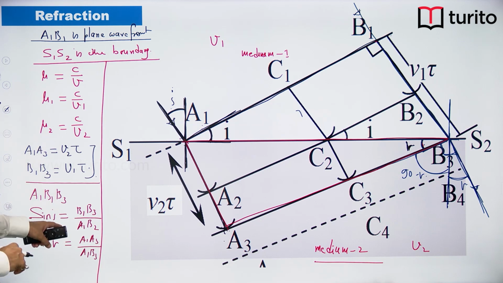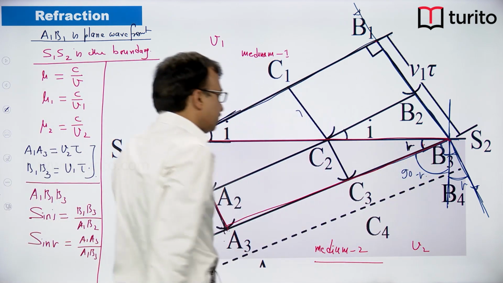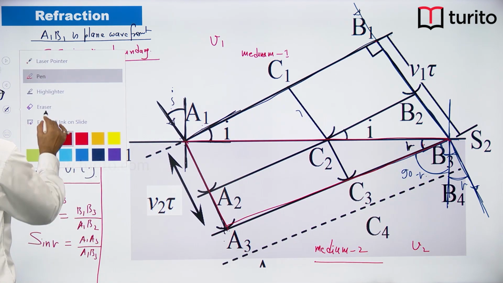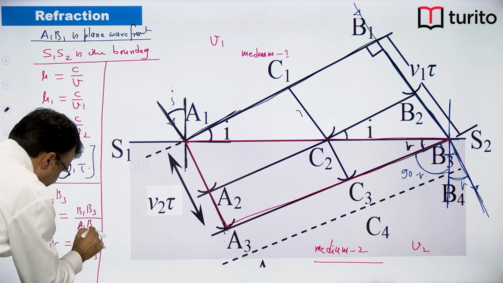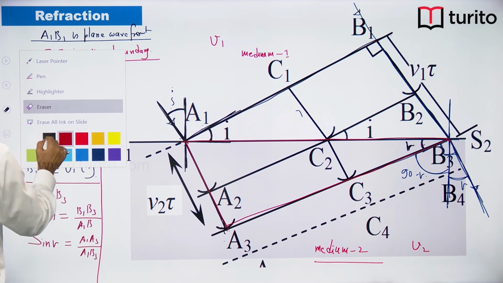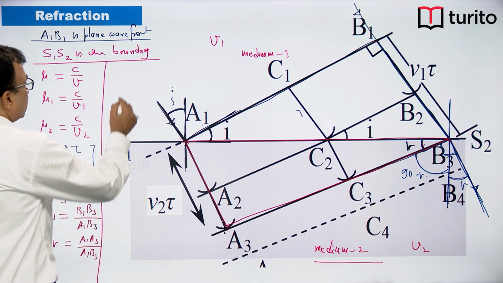I think I have taken something wrong here. Sin I equals perpendicular B1 B3 and hypotenuse is A1 B3. This point is B3, so A1 B3, not B2. Okay. Now I divide these two equations.